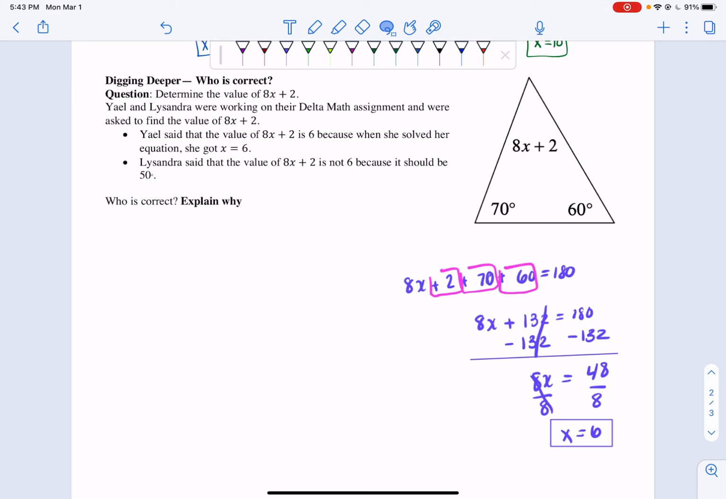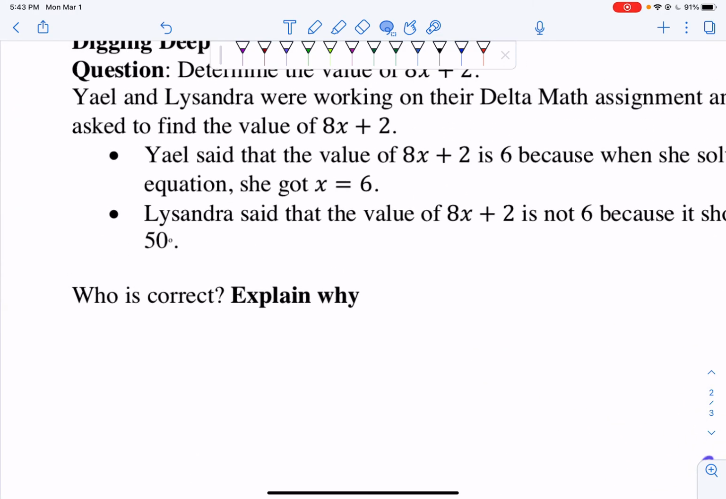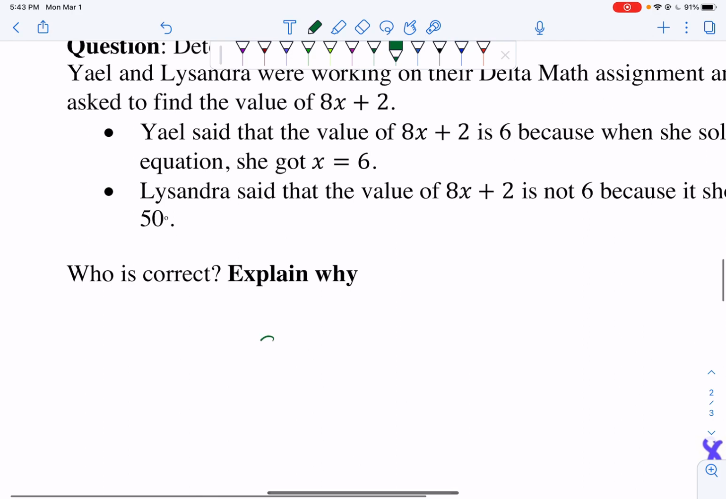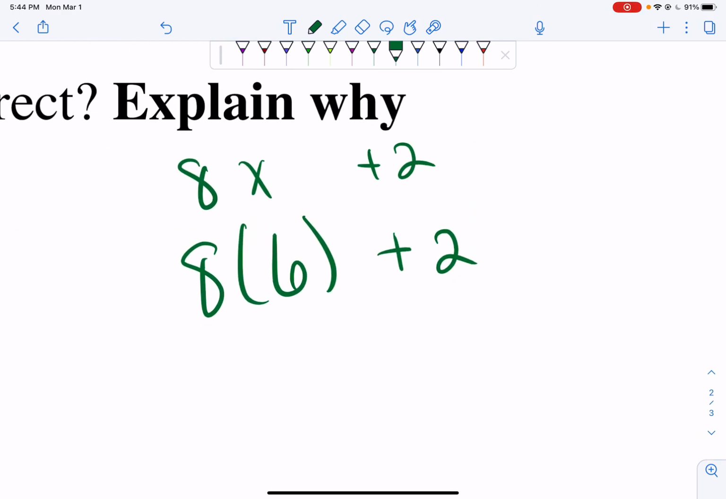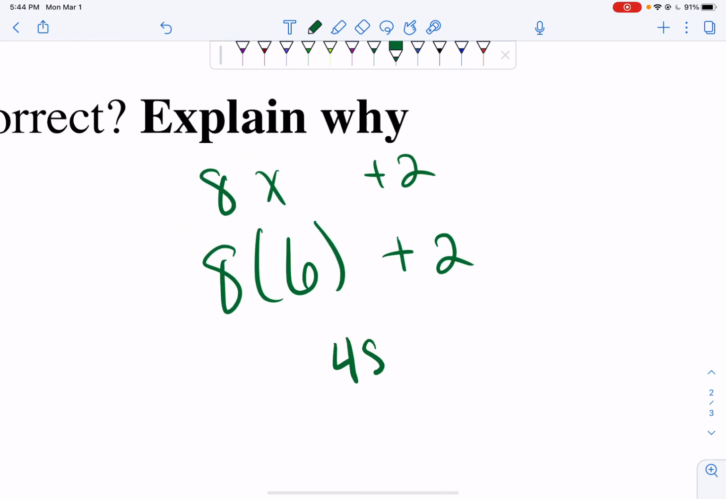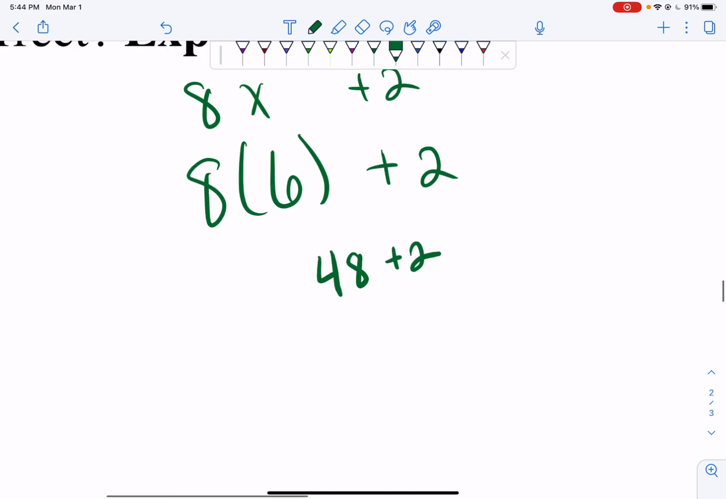Well, if you look, Jael did use the triangle sum theorem. She solved her equation correctly. She got 8x plus 132 equals 180. Take away 132 from both sides, then divide by 8 and get x equals 6. But here's the issue. She got x to be equal to 6. She wants to find 8x plus 2. So if we look, 8x plus 2 would be 8 times 6 plus 2. 8 times 6 is 48. 48 plus 2 is 50.